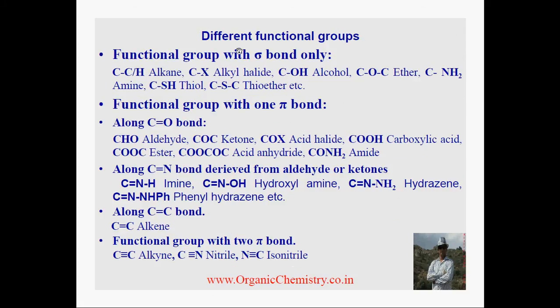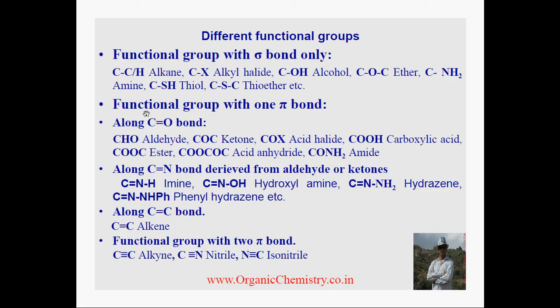If we carefully analyze the different functional groups with sigma bonds only, there may be alkane, where only carbon-carbon single bonds or carbon-hydrogen single bonds are present. Alkyl halide, in which tetrahedral carbon is attached to a halogen. Alcohol, all these cases are tetrahedral carbon. That is, if C is directly attached to OH, it is alcohol. COC is called ether. CNH2, primary amine. CSH, thiol. CSC, that is thioether. All these are cases of tetrahedral carbon.